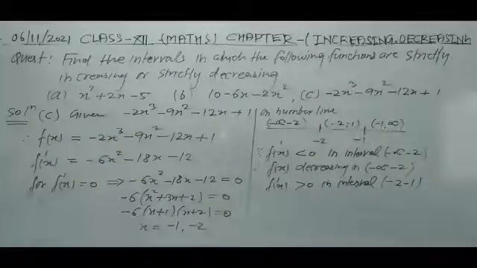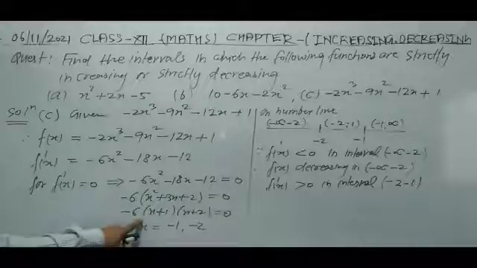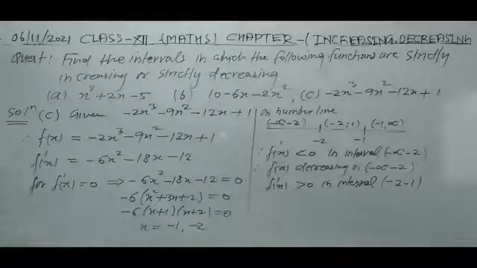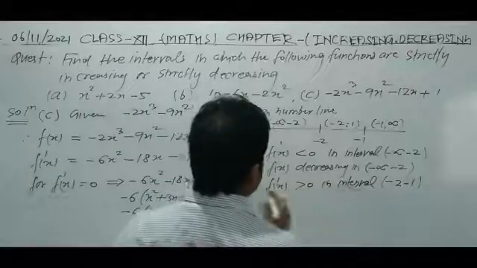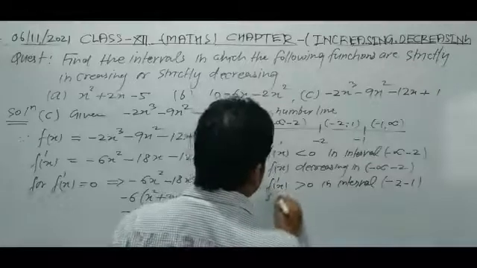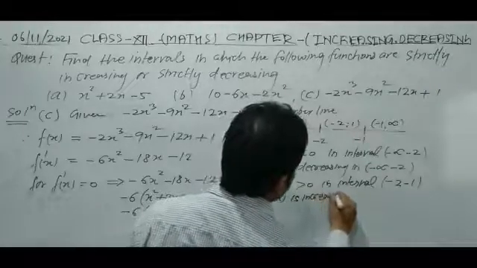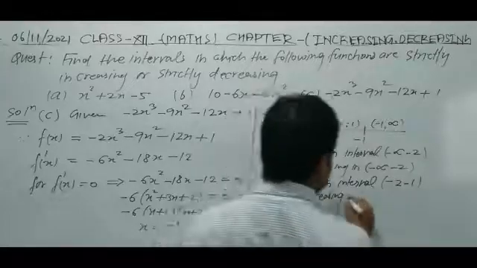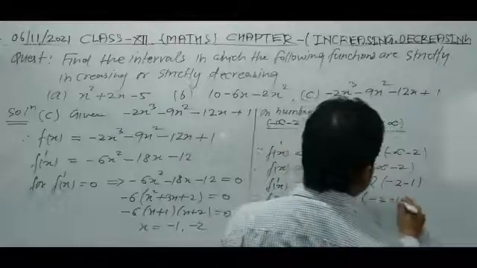You can take any point, for example x equal to minus 1.5. So negative, positive, negative, the whole result will be positive. So f dash x is greater than 0 in this interval. Therefore, f(x) is increasing in minus 2 to minus 1.